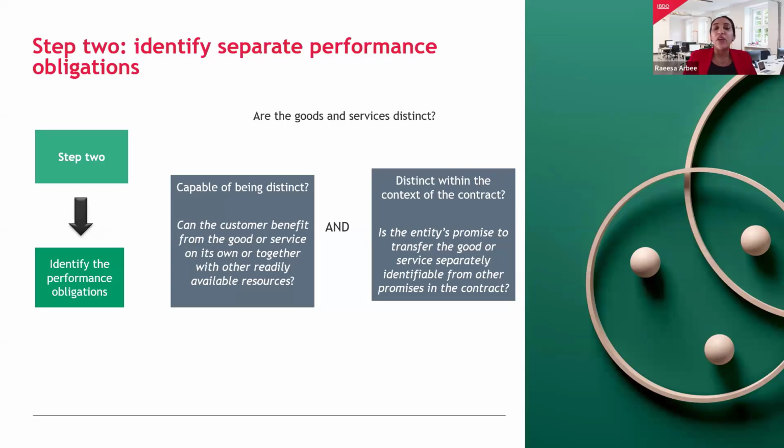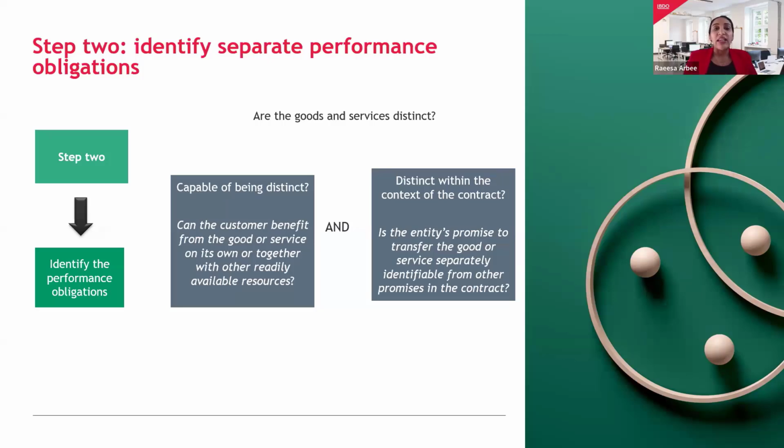The first is that the good or service should be capable of being distinct. In other words, the customer should be able to benefit from the good or service on its own or together with other readily available resources. So if you've got two promises in the contract, let's say a good and a service like we had with the software and maintenance or installation service, if you often sell those separately, then that can be a good indicator that they are capable of being distinct.